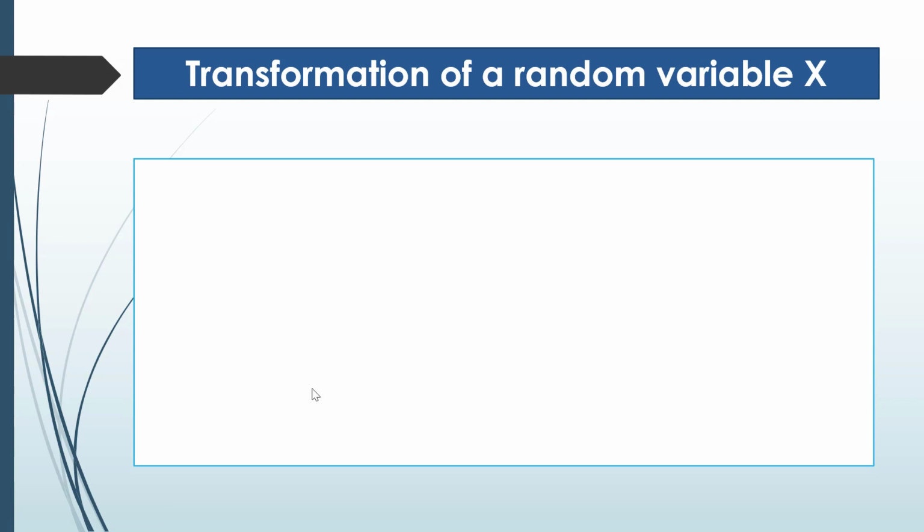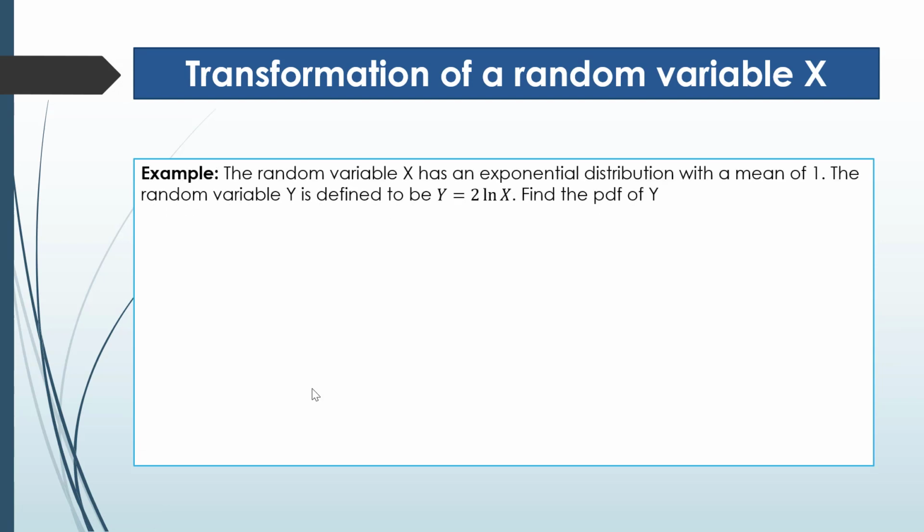Now look at an example. The random variable X has an exponential distribution with a mean of 1, and the random variable Y is defined to be Y equals 2 natural log of X. Find the PDF of Y.